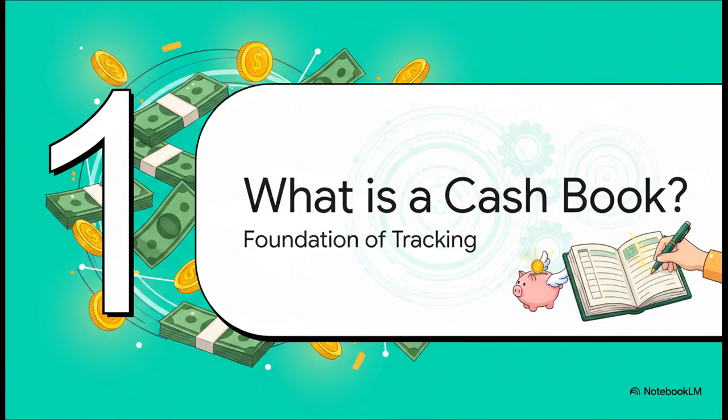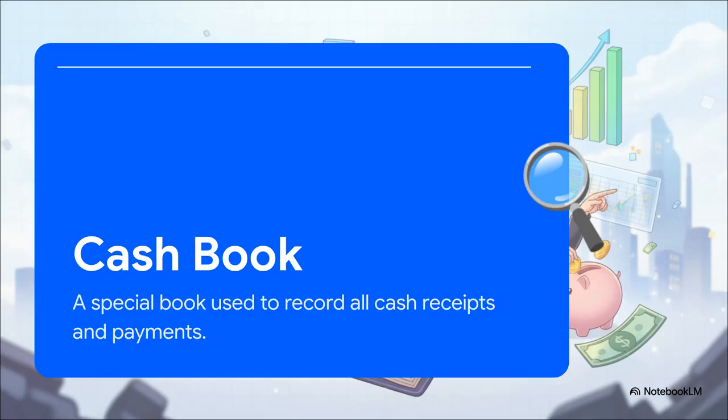What exactly is a cash book? At its absolute core, a cash book is a dedicated space strictly for logging actual physical money. Money coming into your hands and money going out. That's it. It's not for promises to pay later, and it's definitely not for debts you owe down the line. It's exclusively tracking cold, hard cash received and cash paid out.